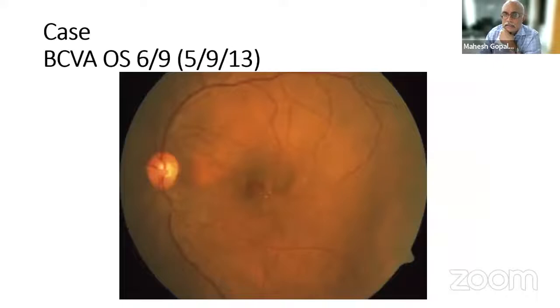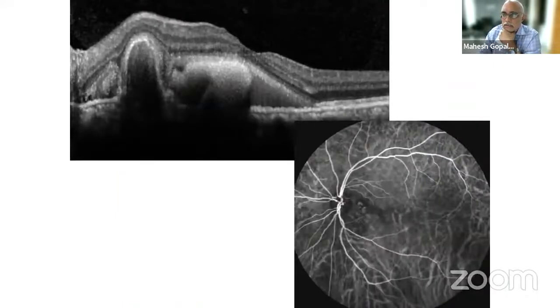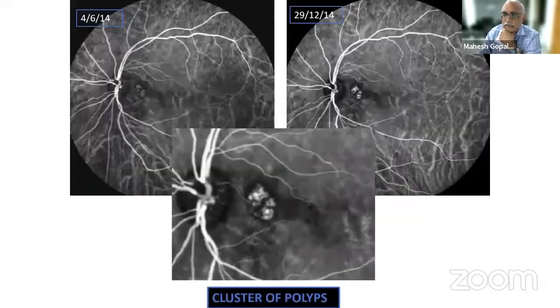This is another case where there is a serosanguinous detachment with a polyp. After injections, we did the ICG again, and it showed a bunch of polyps, a cluster of polyps.